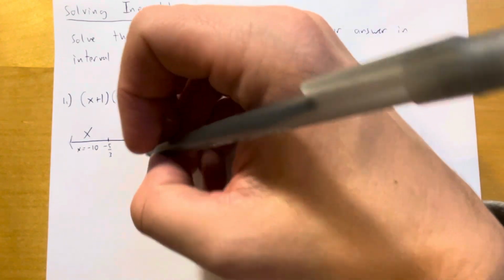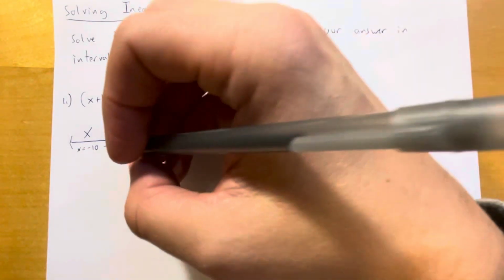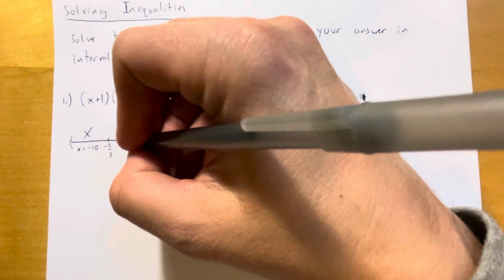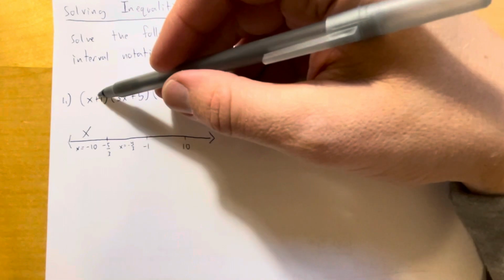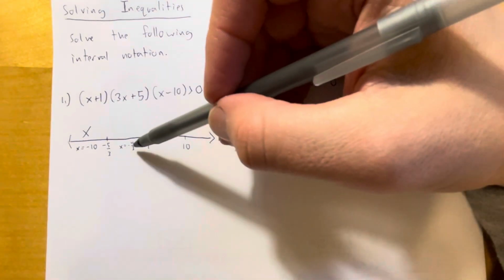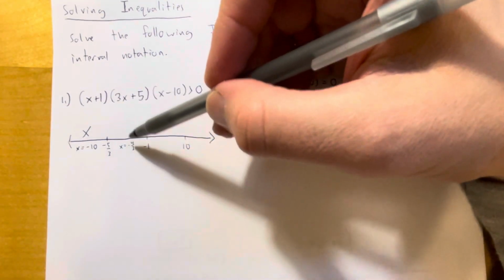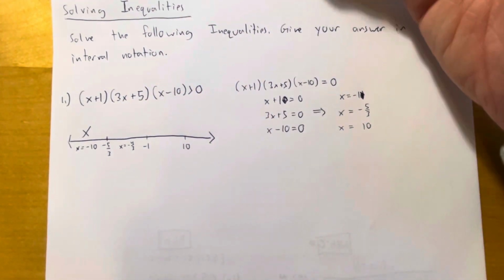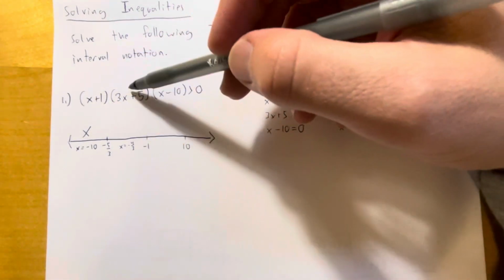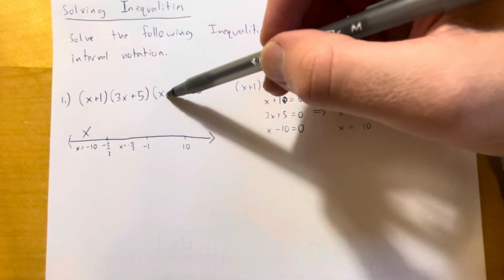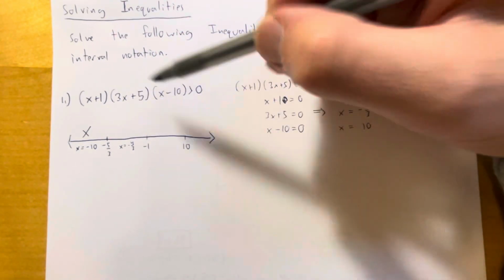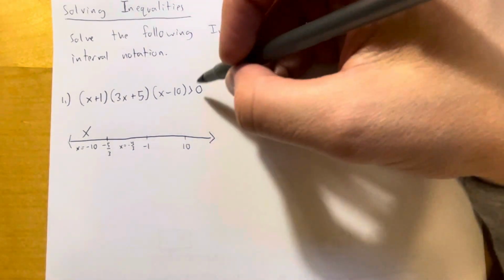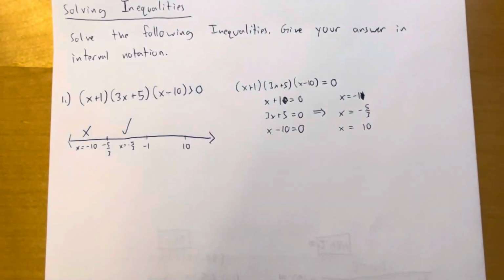Between -5/3 and -1, we need a test point. X equals -4/3 is in between there, so I can plug that in. -4/3 plus 1, that's a negative number. If I plug -4/3 in here, the 3's would cancel, and I get -4 plus 5. That's +1, so positive. I have negative and positive. Here, -4/3 minus 10 is negative. So I have a negative times a positive times a negative. That is positive, which is what we want. So I'm going to put a check mark to indicate that that interval is part of our solution set.